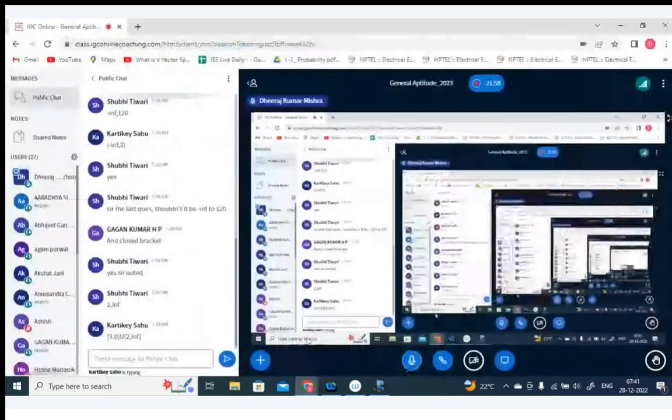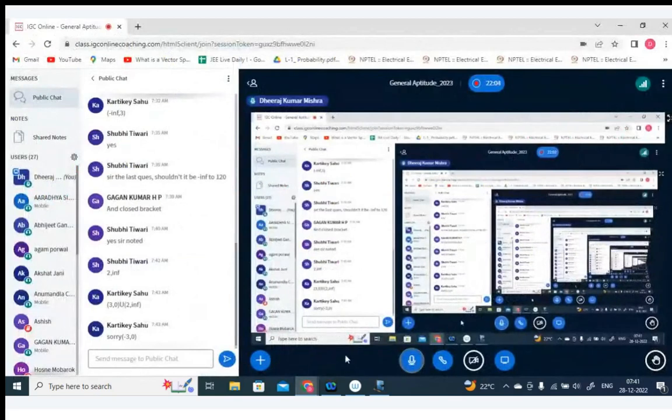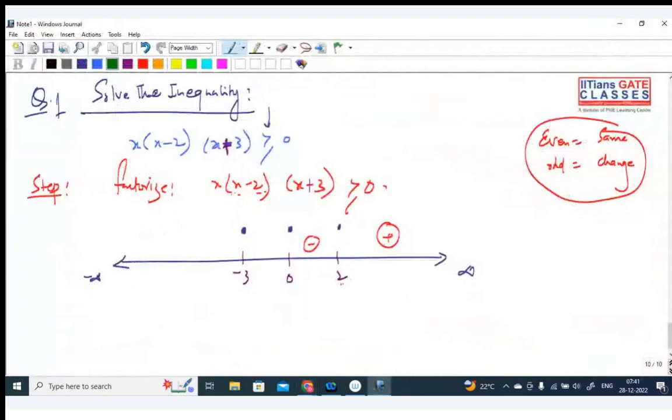I believe this is fine for you. So this is plus and this is minus. Then you have to check. Again, the sign will change because x has the power odd, so this will be plus, and again this will be minus. Now the sign has been changed. Now the entire expression should be positive. You have to choose the value of x so that the entire expression is positive.